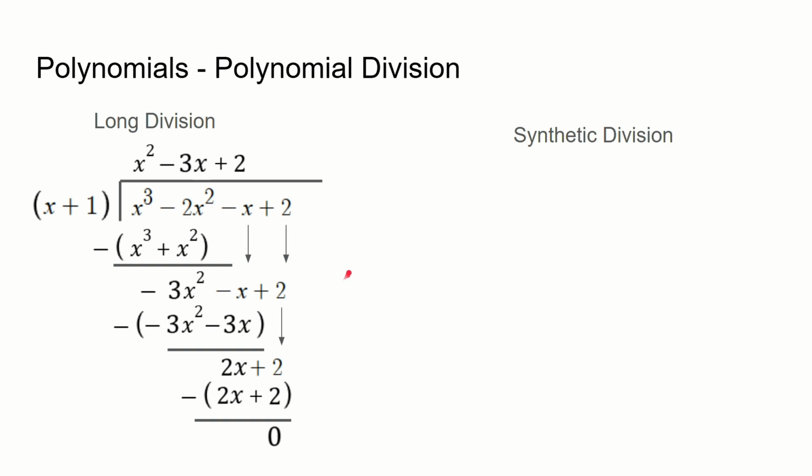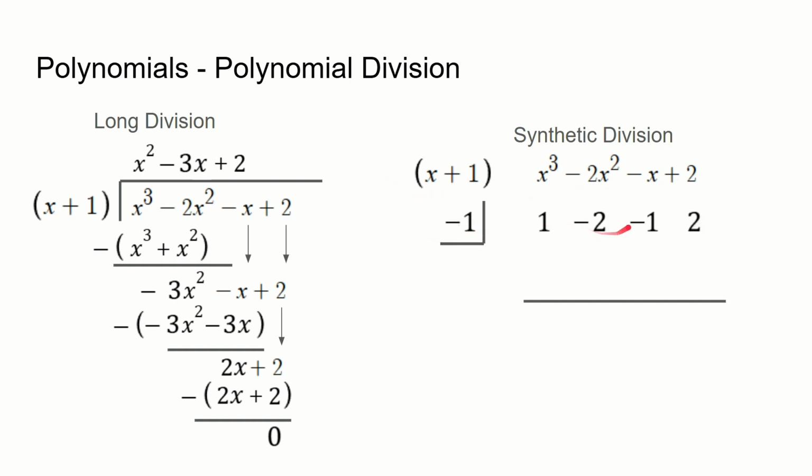Synthetic division, the same polynomial and divisor. For synthetic division, what you'll do is for the thing you want to divide, you'll take the root of whatever this would be. So where this would be equal to 0. So the x value where this is equal to 0 is negative 1. And then for this, you'll just write down the coefficients. So -1, and then 1, -2, -1, 2.